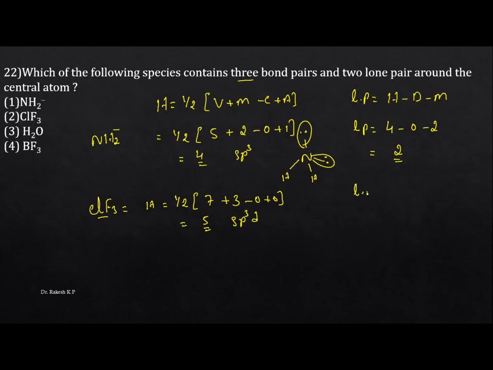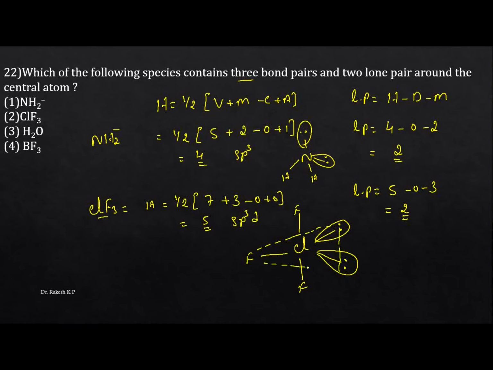Let me calculate the lone pairs of electrons. The number of hybrid orbitals is 5. We don't have divalent, but we have monovalent, so the total becomes 2. It is sp3d, so we know the shape is trigonal bipyramidal. I am going to indicate it like this. We have 3 fluorines and 2 lone pairs of electrons. This is the structure you are going to get. According to the question, it must contain 3 bond pairs, so we have 1, 2, 3, and also 2 lone pairs of electrons. Hence the option is the second one.